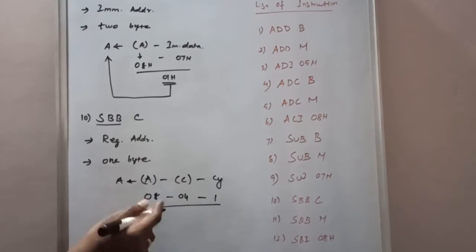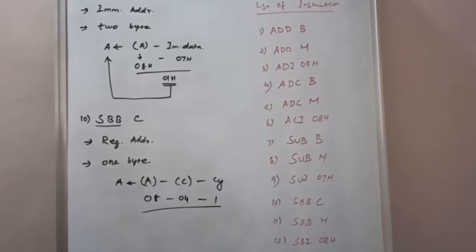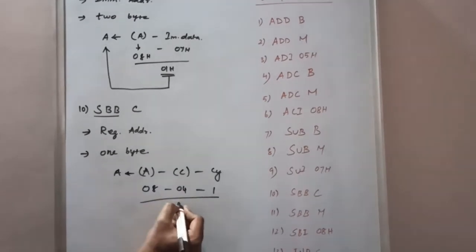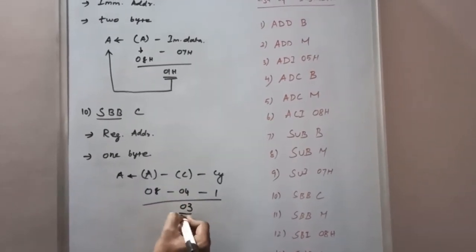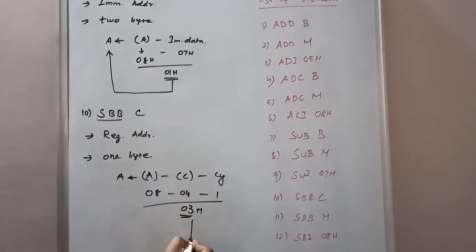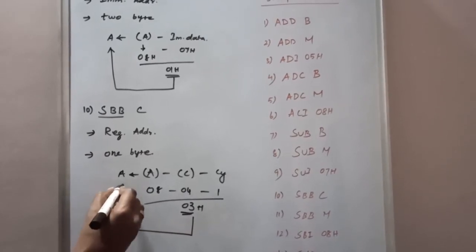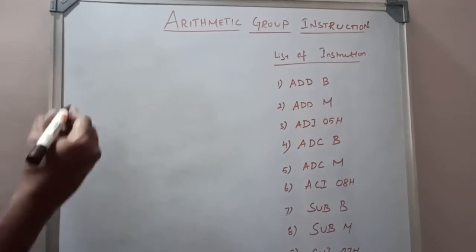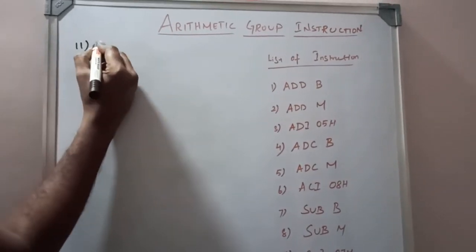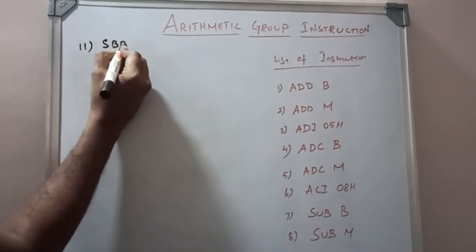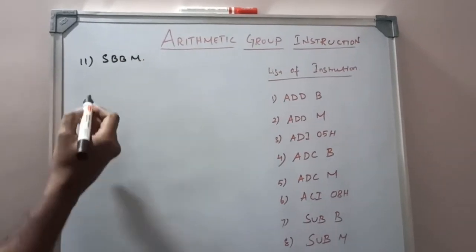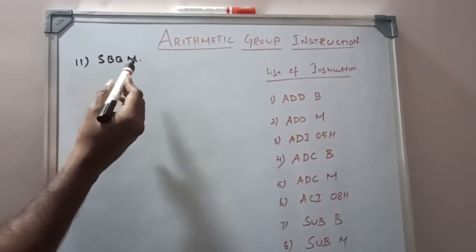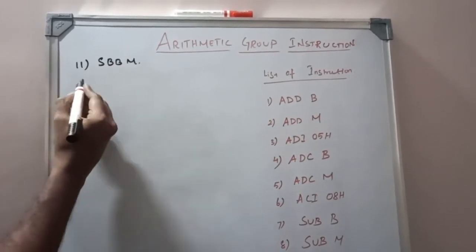Just subtracting the three contents, 08 minus 04 minus 01, the final result is 03H. It's a positive value, so this value is loaded to the accumulator. Next instruction, SBB M. Subtract with borrow: the accumulator content, then the memory content.